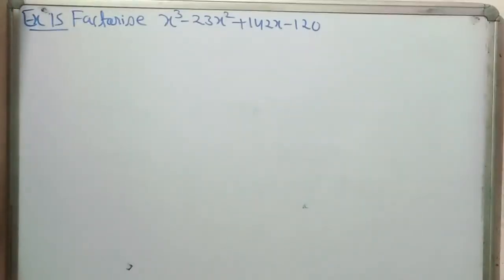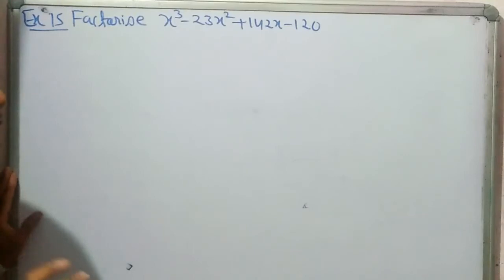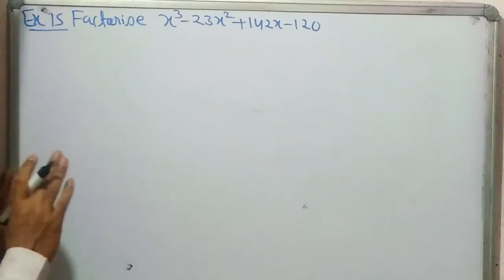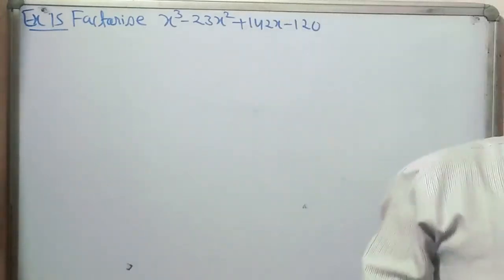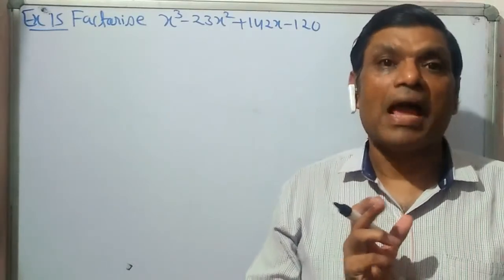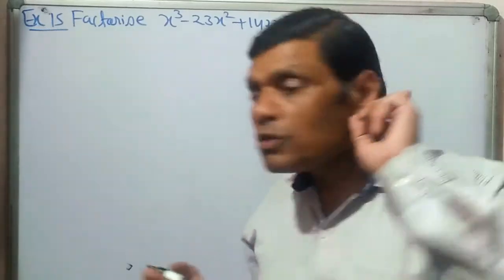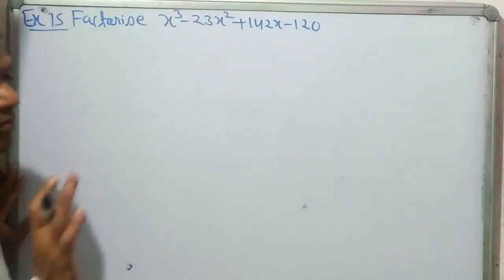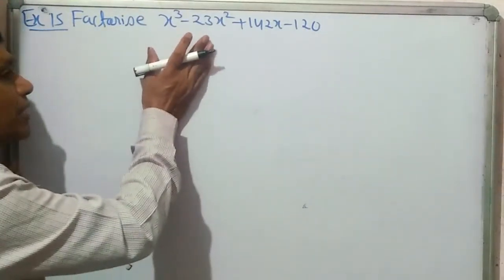Example, students, example number 15 is to factorize this cubic polynomial. Now please pay attention. Polynomials of degree 3 or more can be factorized very easily with the help of knowledge of zeros, the factor theorem and the relation between the zeros and the factors. So whenever we are given any polynomial of degree greater than 2, we can apply the factor theorem very easily to find all their factors.